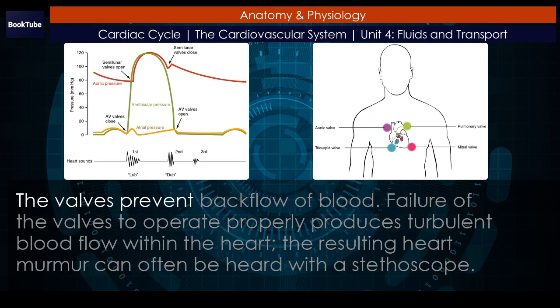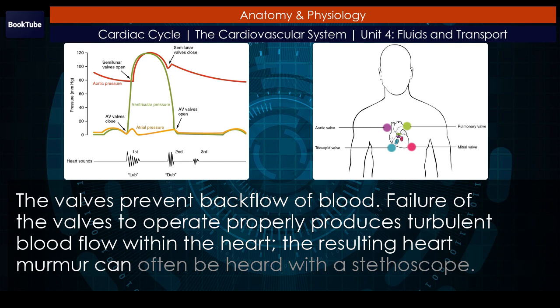The valves prevent backflow of blood. Failure of the valves to operate properly produces turbulent blood flow within the heart. The resulting heart murmur can often be heard with a stethoscope.